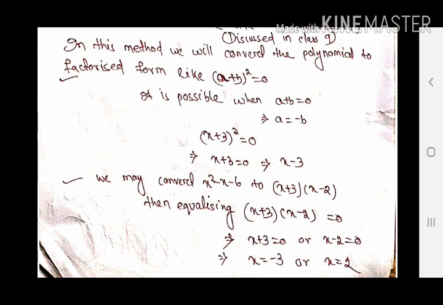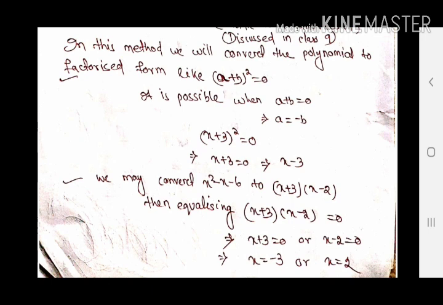Here we can take one example. x square minus x minus 6. If we use the middle term factorization or the last identity, it will be in the form of (x plus 3) into (x minus 2). Then we equate it to 0. So x plus 3 is 0 or x minus 2 is 0. So x equals minus 3 or x equals 2. So we are getting two zeros.